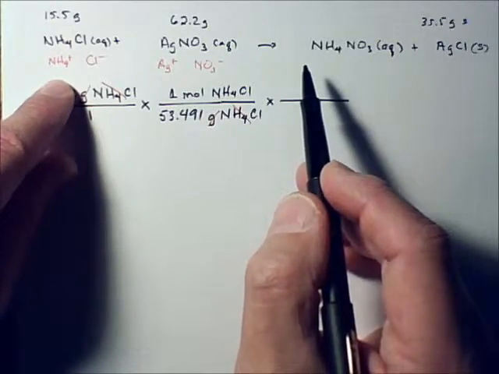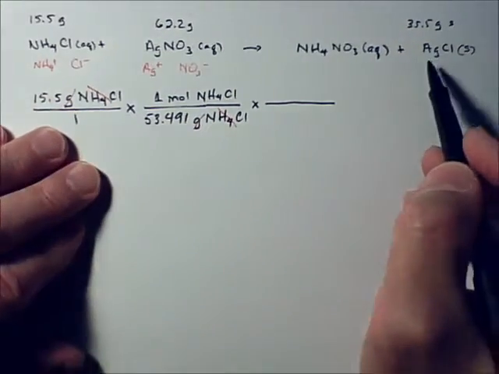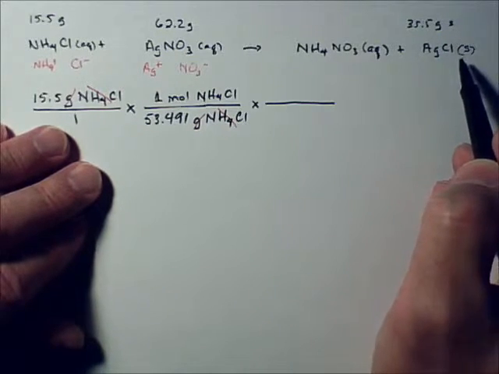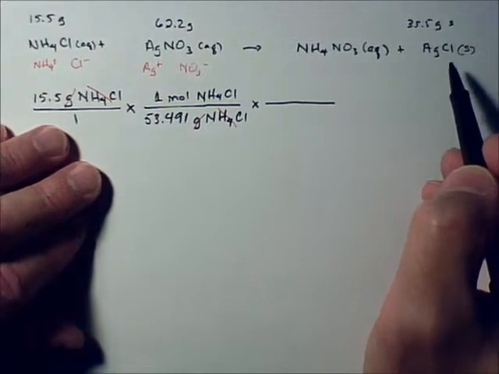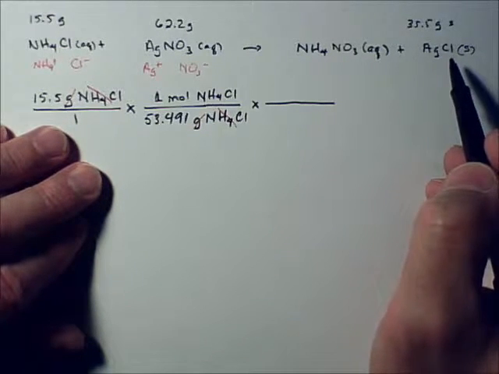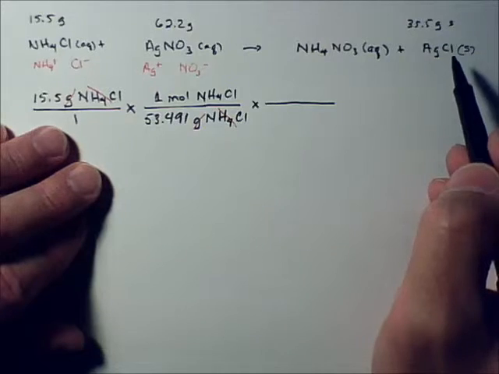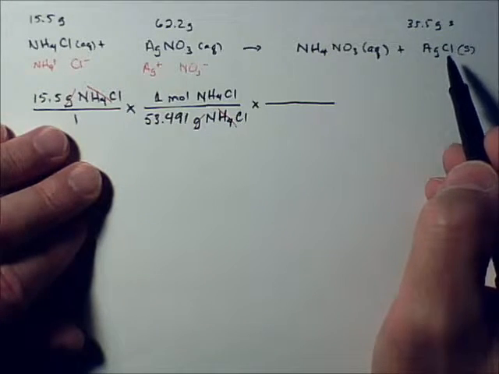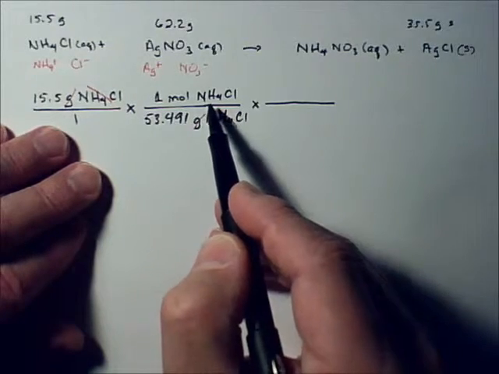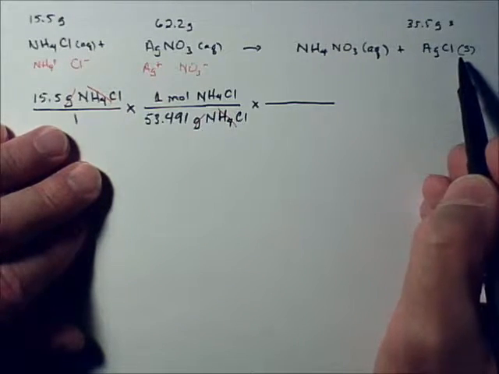Now we need to know which is the substance we're trying to get to. And a moment ago I said it's this substance right here. This is what we're trying to get to. We're trying to find how much of this stuff we can make. Okay? Because that's what we're collecting at the end in the problem. You got to figure out what am I collecting at the end. Okay? So since I'm collecting this, I want to go from ammonium chloride to silver chloride.